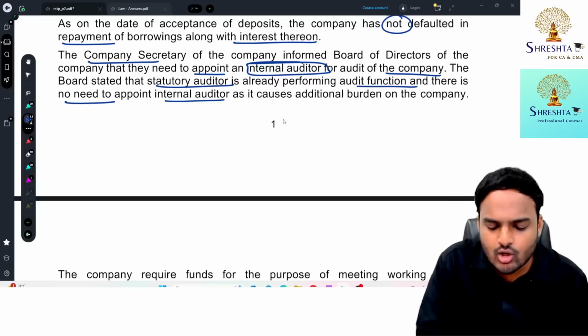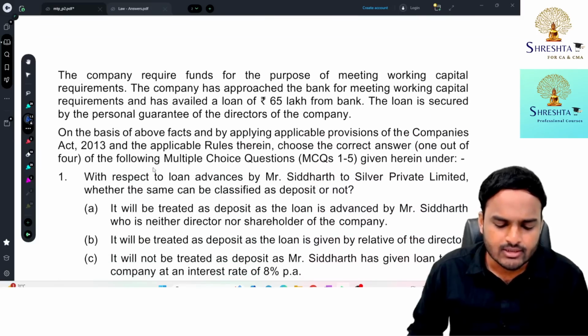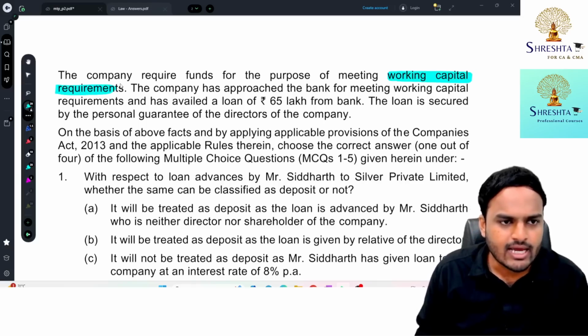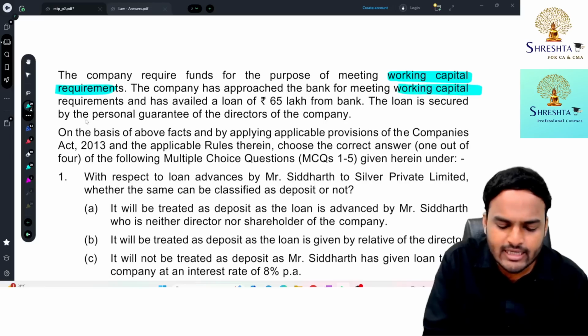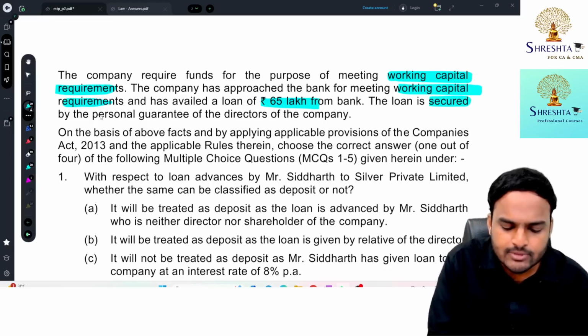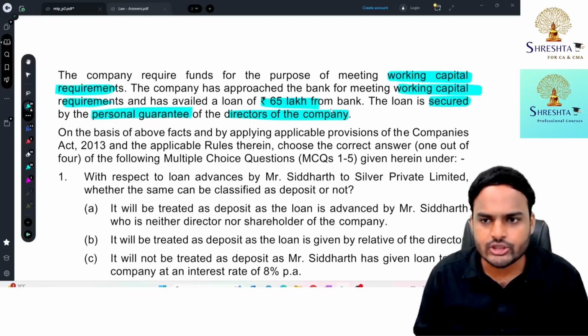Next, the board stated that the statutory auditor is already performing the audit function and there is no need to appoint an internal auditor as it causes additional burden on the company. The company requires funds for the purpose of meeting working capital requirements. The company has approached the bank for meeting working capital requirements and has availed a loan of 65 lakhs from the bank. The loan is secured by the personal guarantee of the directors of the company. So secured loan.